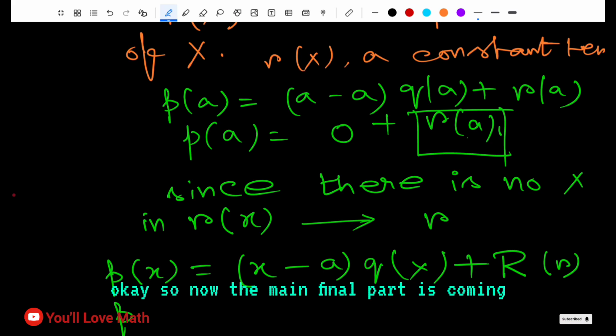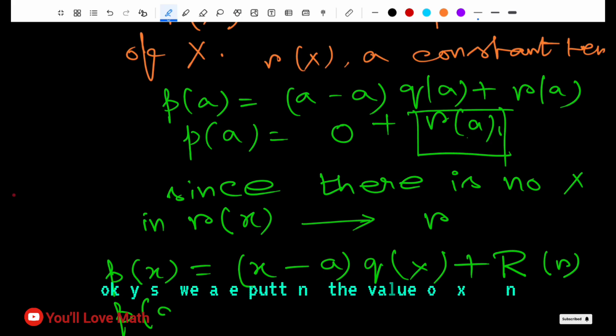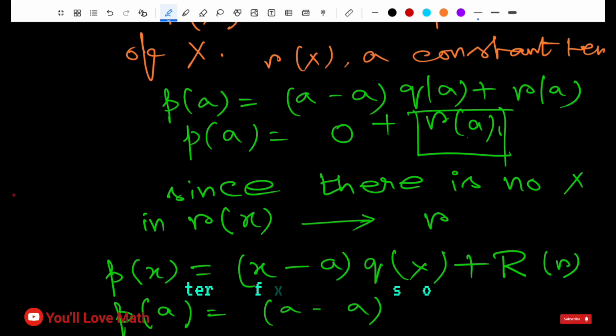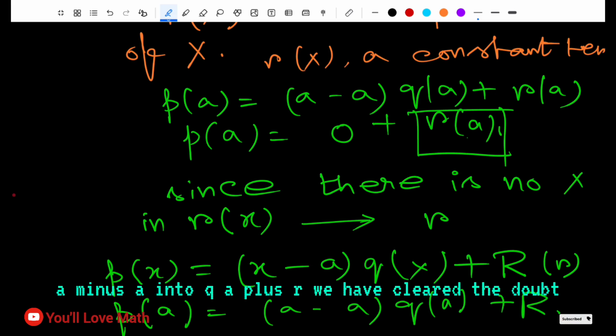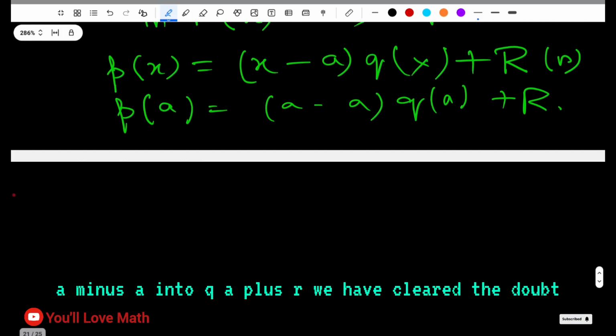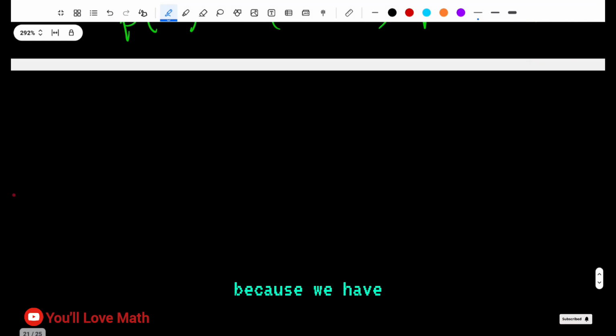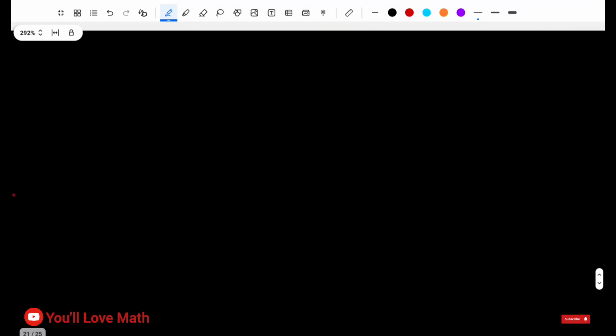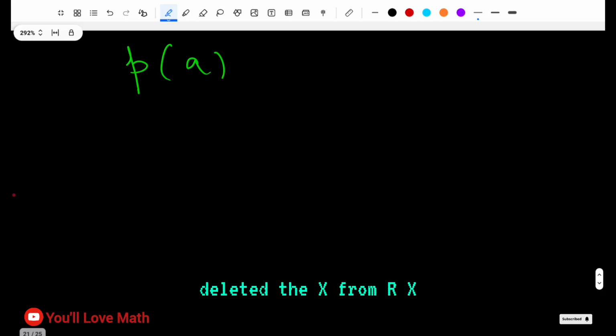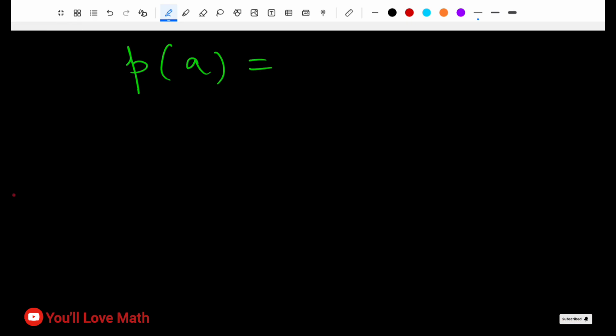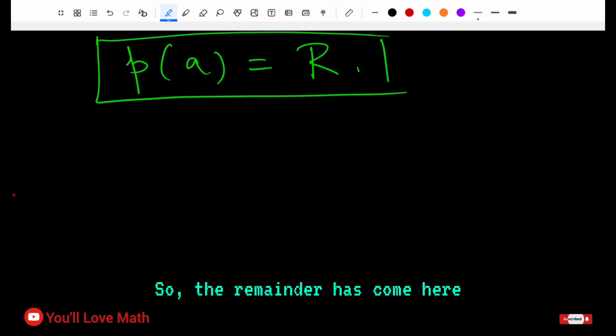Okay, so now the main final part is coming. We are putting the value x equals a. So p(a) equals (a minus a) into q(a) plus r. We have cleared the doubt because we have deleted the x from r(x). So p(a) will be 0 into q(a) plus r. So the remainder has come here.